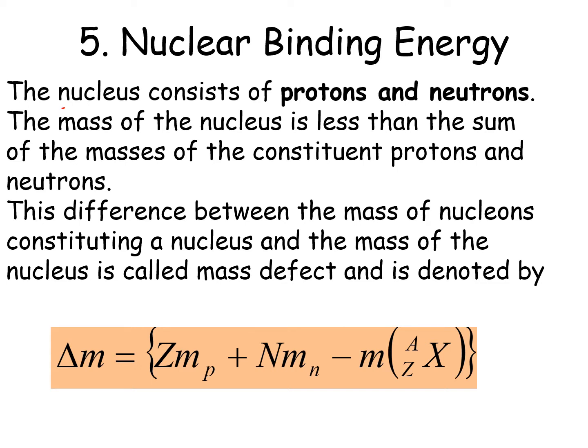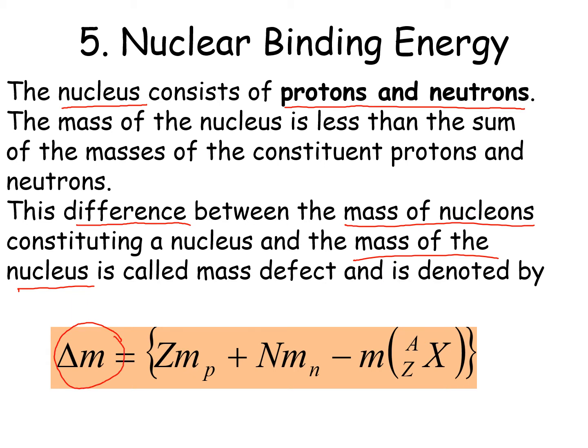As we know, the nucleus consists of protons and neutrons, that is the total number of nucleons, and the mass of the nucleus is somewhat less than the sum of the masses of the constituent protons and neutrons. This difference between the mass of the nucleons and the mass of the nucleus is called the mass defect, and it is denoted by delta M.